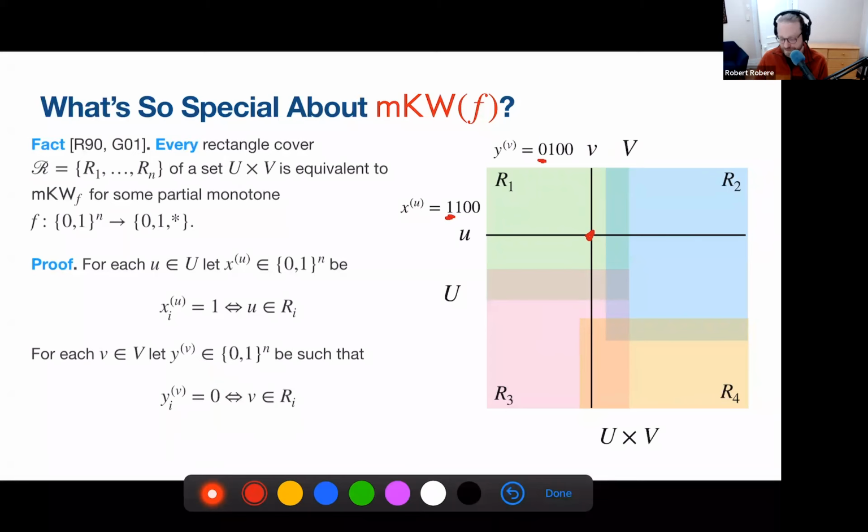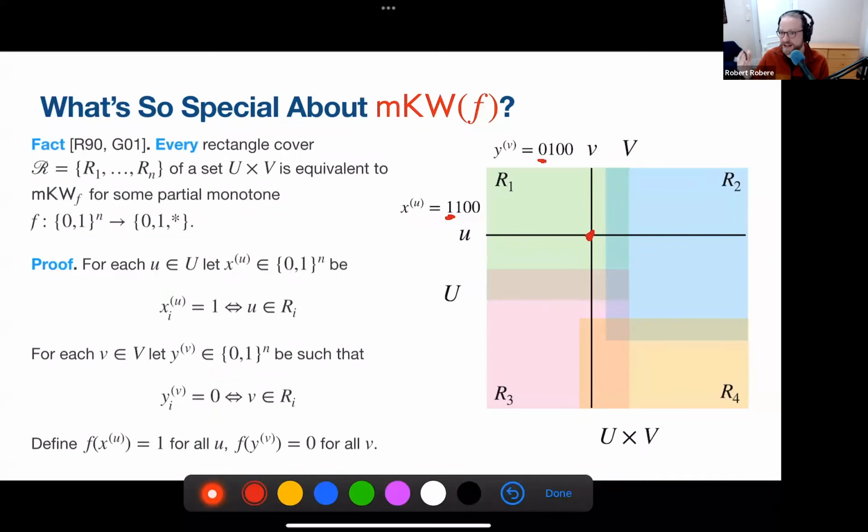So I'll just define my function in this way. I will define f to be 1 on all of these x's, and it'll be 0 on all these y's. And you can prove that this is actually a partial monotone function. Okay, so the monotone Karchmer-Wigderson game of this defined function just captures this search problem completely.